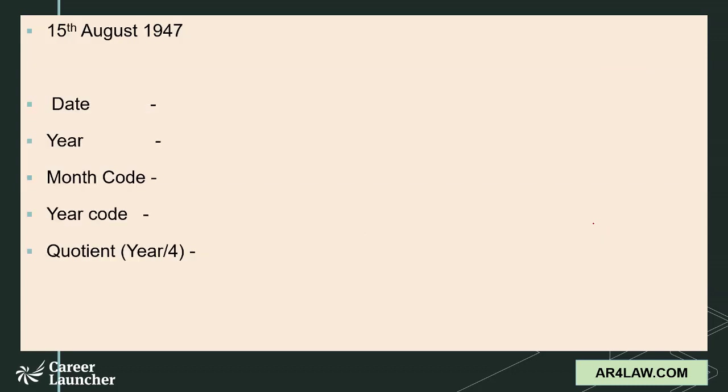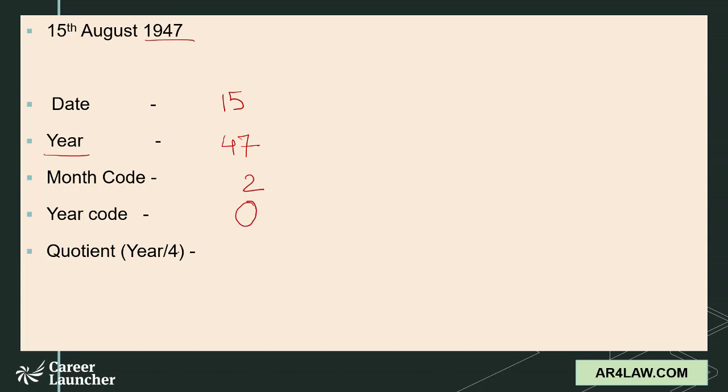So we'll work on the same example, 15th August 1947. How this method works, we'll have to talk about 5 numbers. What are those 5 numbers going to be? Firstly, the date. So date happens to be 15. Year. When I say year, I'm only interested in the last 2 digits. So 47. Month code for August is 2. Year code for 1947 is 0.